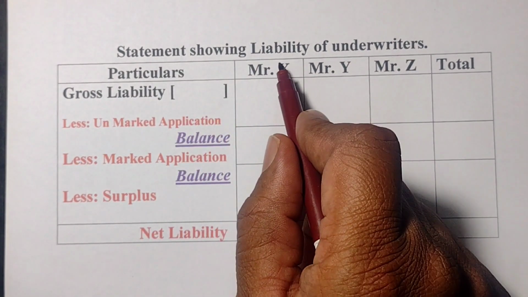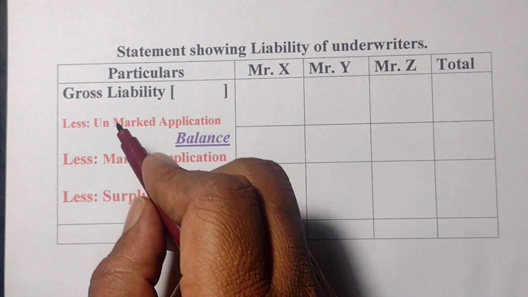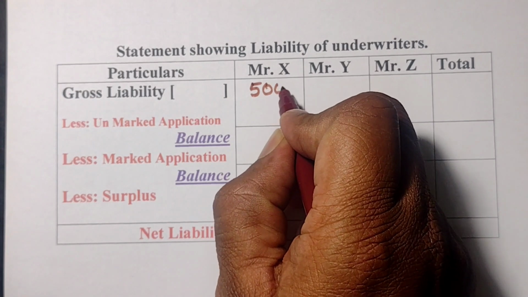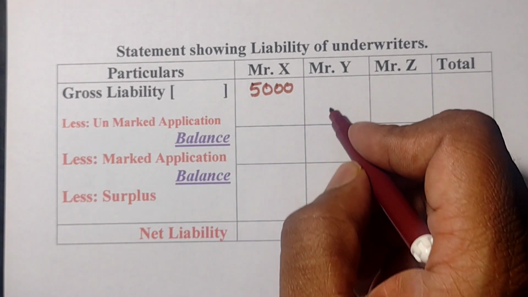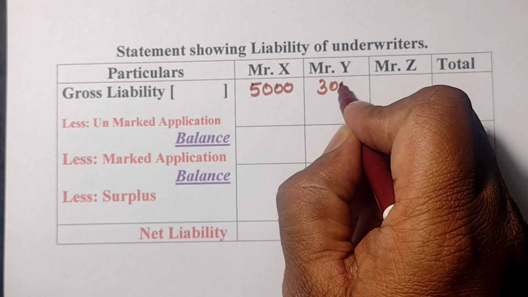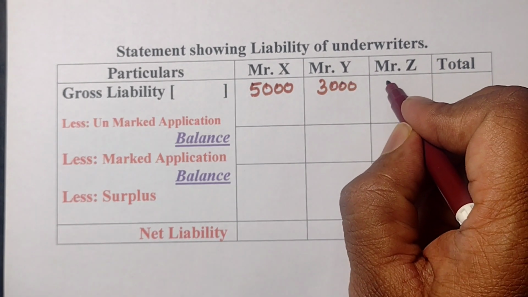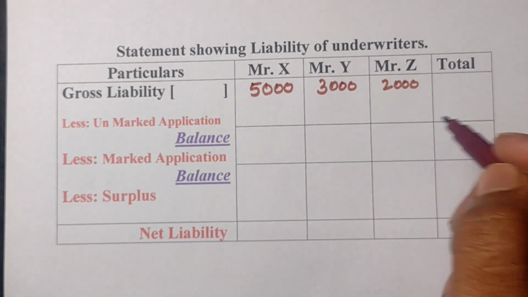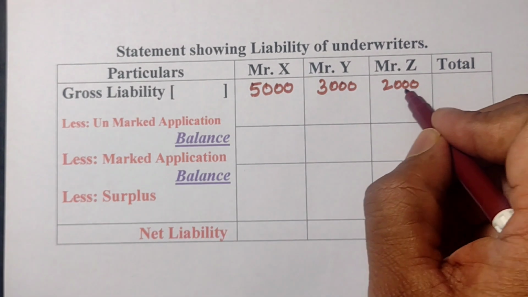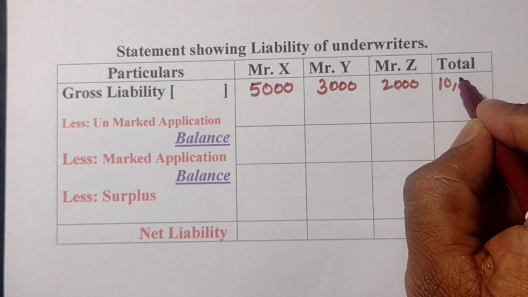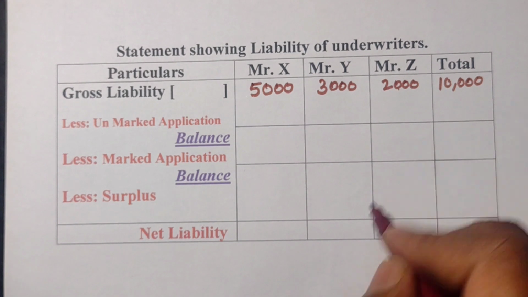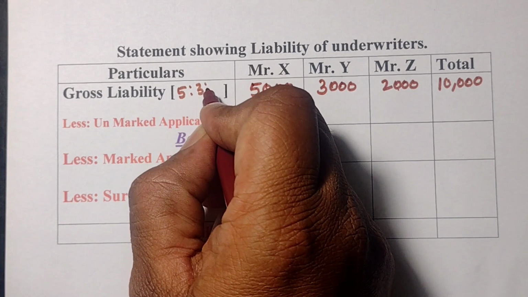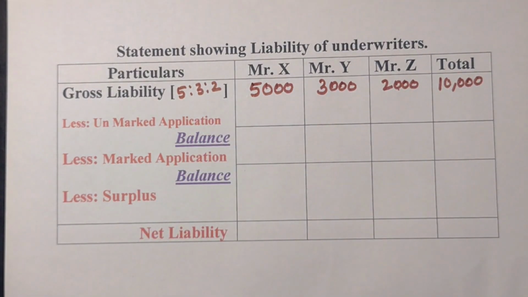Now, working out the problem. The statement showing liability of the underwriter. Gross liability: Mr. X underwrote how many shares? 5,000 shares. Y underwrote 3,000 shares, and Z underwrote 2,000 shares. So 5,000 plus 3,000 plus 2,000, the total we get is 10,000 shares, and this is in the ratio of 5 is to 3 is to 2.